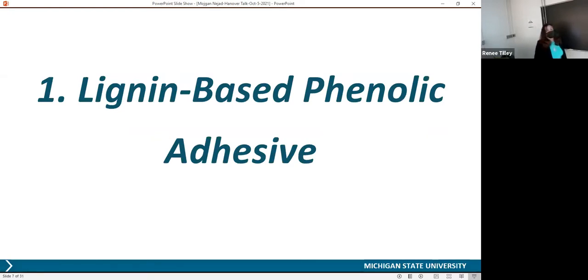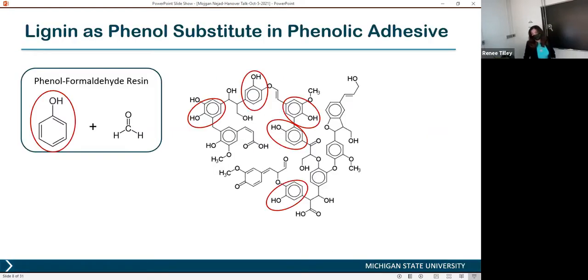The lignin-based phenolic adhesives, I'm going to start with that. That was our first project. If you look at the structure of phenol formaldehyde adhesive that is currently used in plywood or OSB manufacturing lines widely in the world, they have phenol and formaldehyde. Both of them are from petrochemicals. Formaldehyde has higher toxicity, but the phenol structure is toxic if you are exposed to it long term.